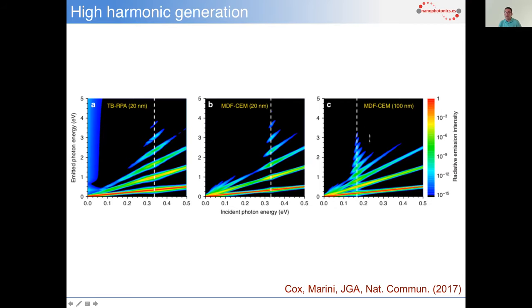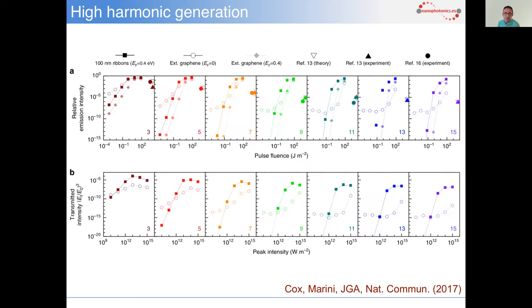The advantage of this other method, the two-band method, is that it allows you to run calculations for much larger structures. In this case, for example, 100 nanometer ribbons, compared to this one. Okay, so this is just another comparison between the nonlinear response of this material and other materials that are also very nonlinear. Here you see calculations. Some of them are with the tight binding, some of them are with this two-band model. Systematically, you can see very high levels of nonlinearity for different harmonics. So this is the third, fifth, seventh, etc. And then you have a comparison with some experiments here.